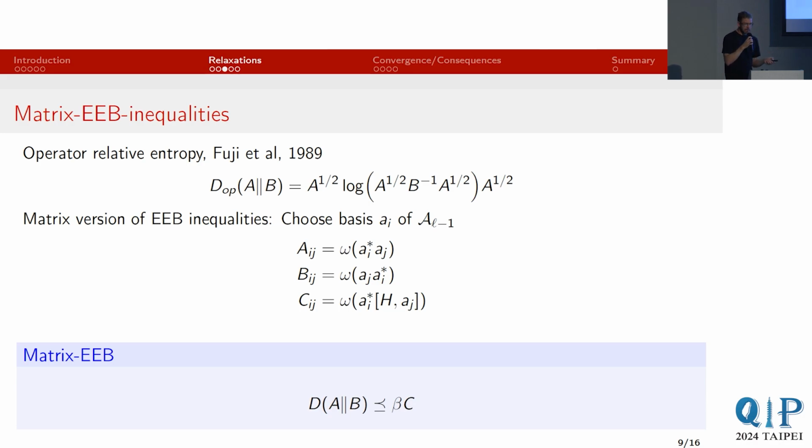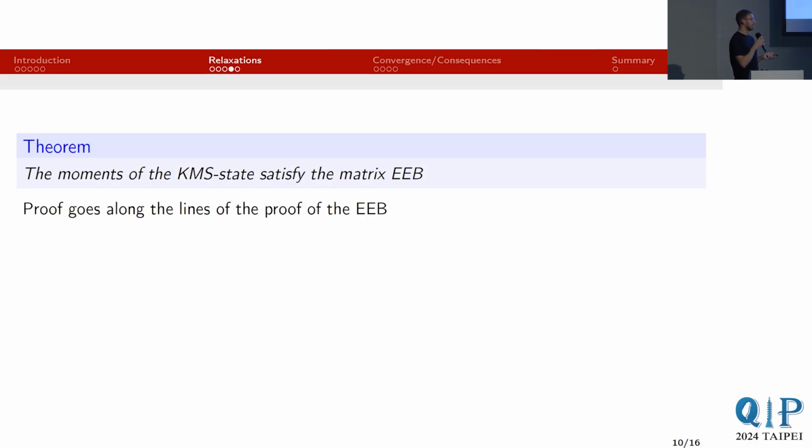It might not be clear at all right now that this is the same thing, but we prove it is the same thing. So when you have a KMS state, we use this definition of KMS states and the techniques from there to prove that the matrix version still holds. So this is a relaxation. If you write this down, it's valid. It will give upper and lower bounds.